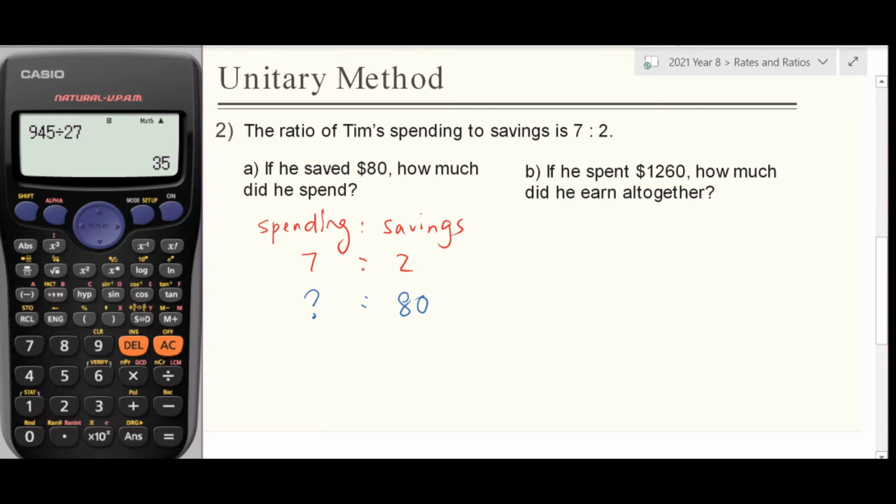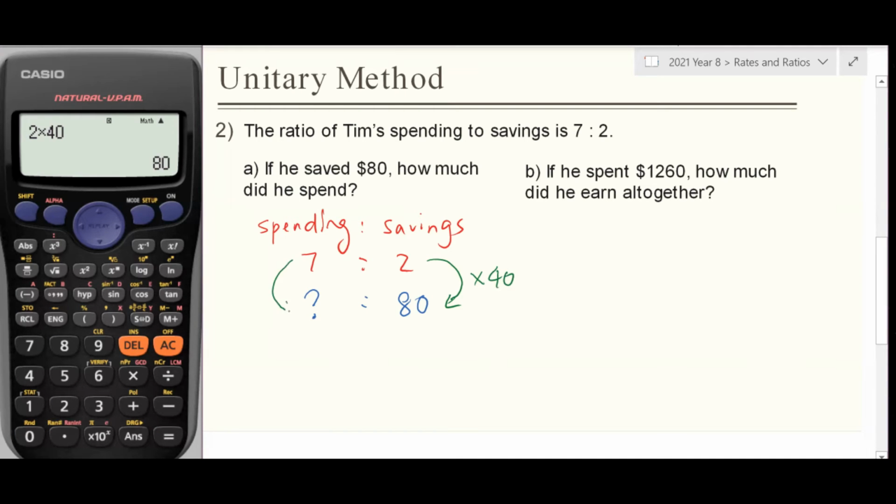Now, in this question, as I'm looking at it, I see that it's easy to work out the link between 2 and 80 because I can see 2 being a factor of 80. So 2 times something gives you 80. Now, if you're not sure what that something is, you can always do the reverse by dividing. So 80 divided by 2 is 40. Therefore, 2 times 40 must give you 80.